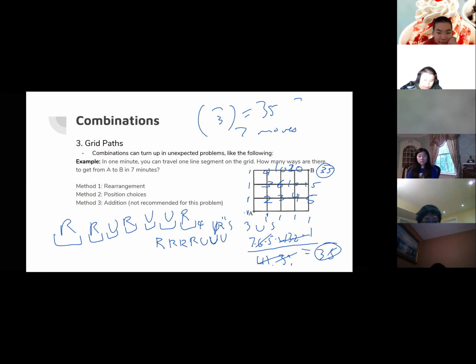And then we also have to move up 3 times. So that means that we have to rearrange the letters in R R R R U R U U U. You can think of each rearrangement as a path, and for each path, those are the moves you're going to take.